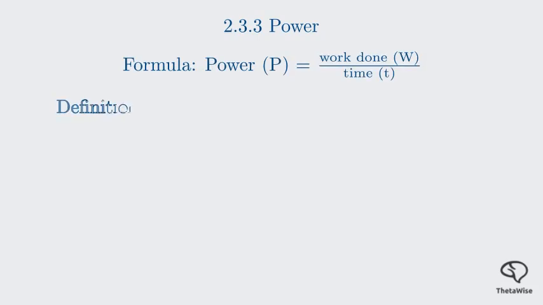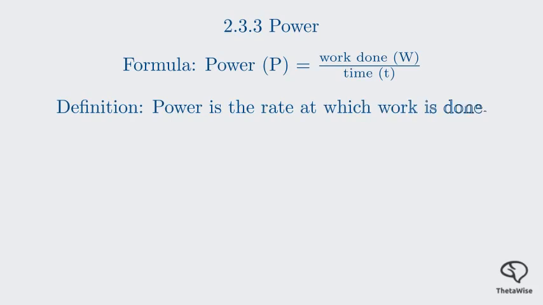Our next goal is to connect work done and torque with a new concept, power. The definition of power, P, is the rate at which work is done. It's calculated by dividing the work done W by the time t. For rotational systems, there's another very useful formula for power.